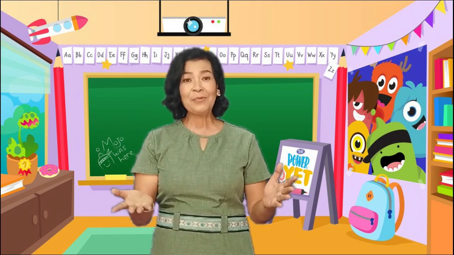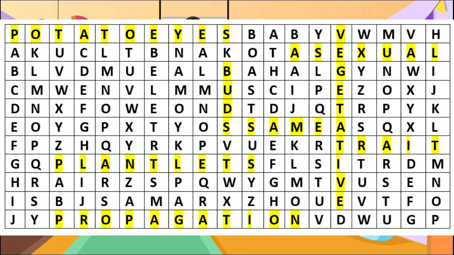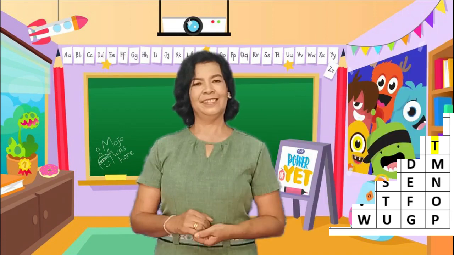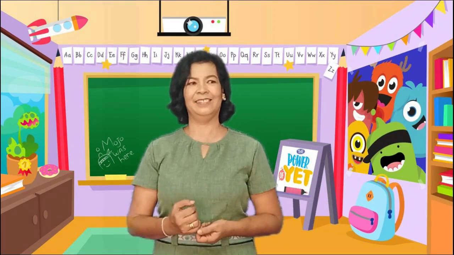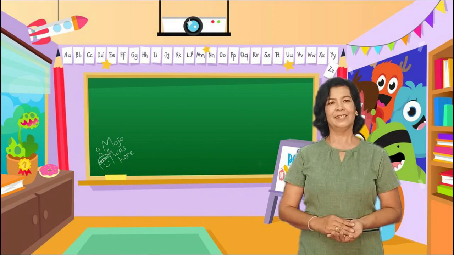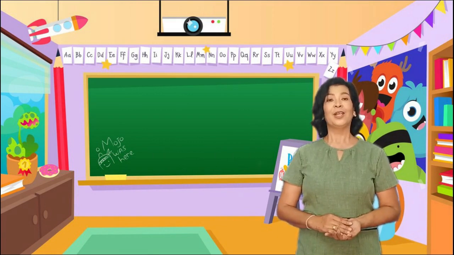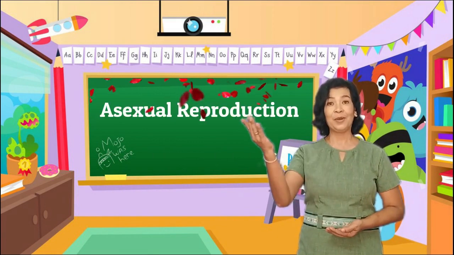Let's see how many words you were able to find. Wow, you have keen eyes. Wow, you have done it well. At this point, let's learn more about asexual reproduction.